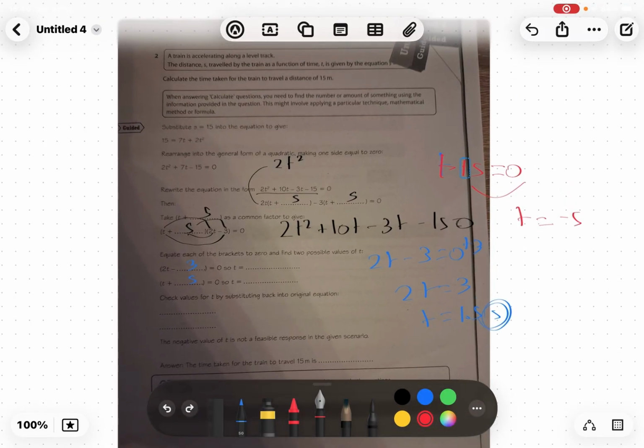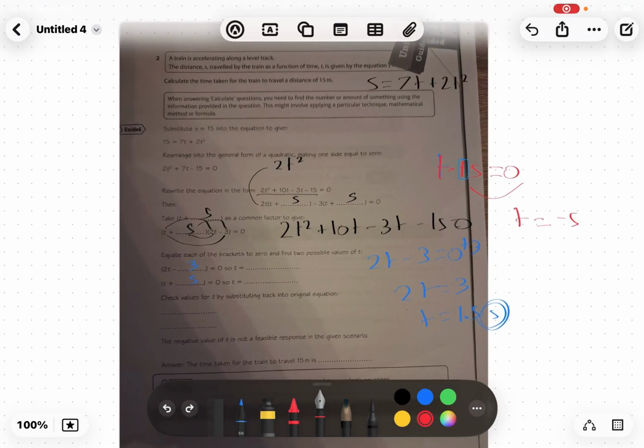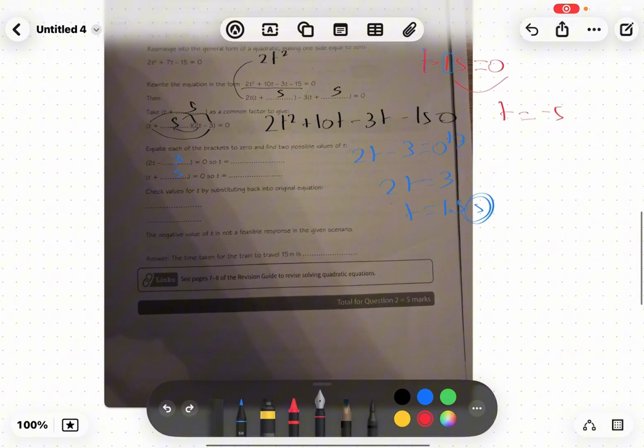Oh wait, I got myself confused. Function of t. Oh, we had the distance. So guys, look, we had the distance. That's why we used 15 here. So we were looking for the time t. Oh guys, I'm so sorry for this mistake. That's my mistake.